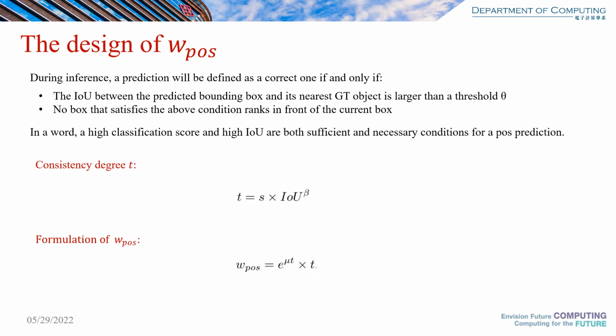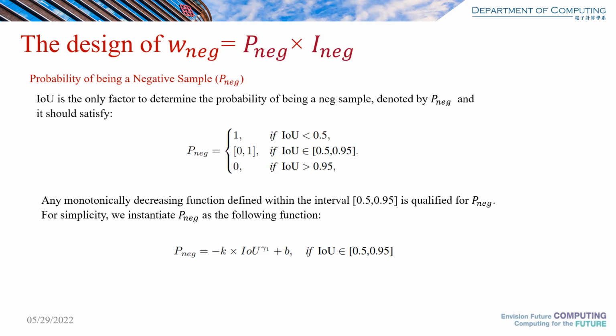Considering this, we define the consistency degree between the classification and regression head T as the multiplication of the classification score and the IoU. To encourage a large variance of positive weights among different anchors, we add an exponential scaling factor to formulate the final positive weight. The negative weight is defined as the multiplication of two terms.